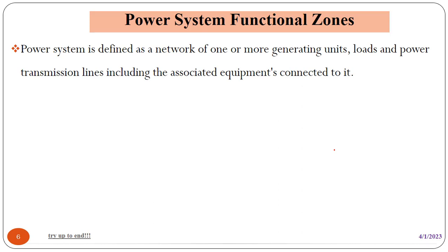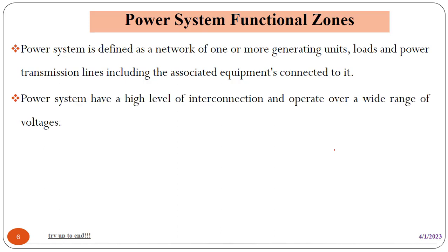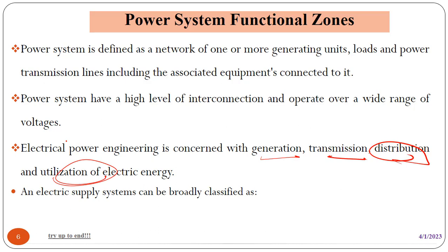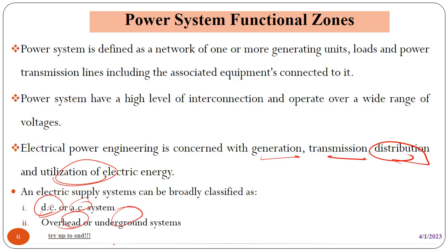The next one is the power system. A power system is defined as a network of one or more generating units, loads, and power transmission lines, including associated equipment connected. A power system has a high level of interconnection and operates over a wide range of voltages. Electrical power engineering is concerned with the generation, transmission, distribution, and utilization of electric power. Electric supplies can be broadly classified as either DC or AC, overhead and underground.